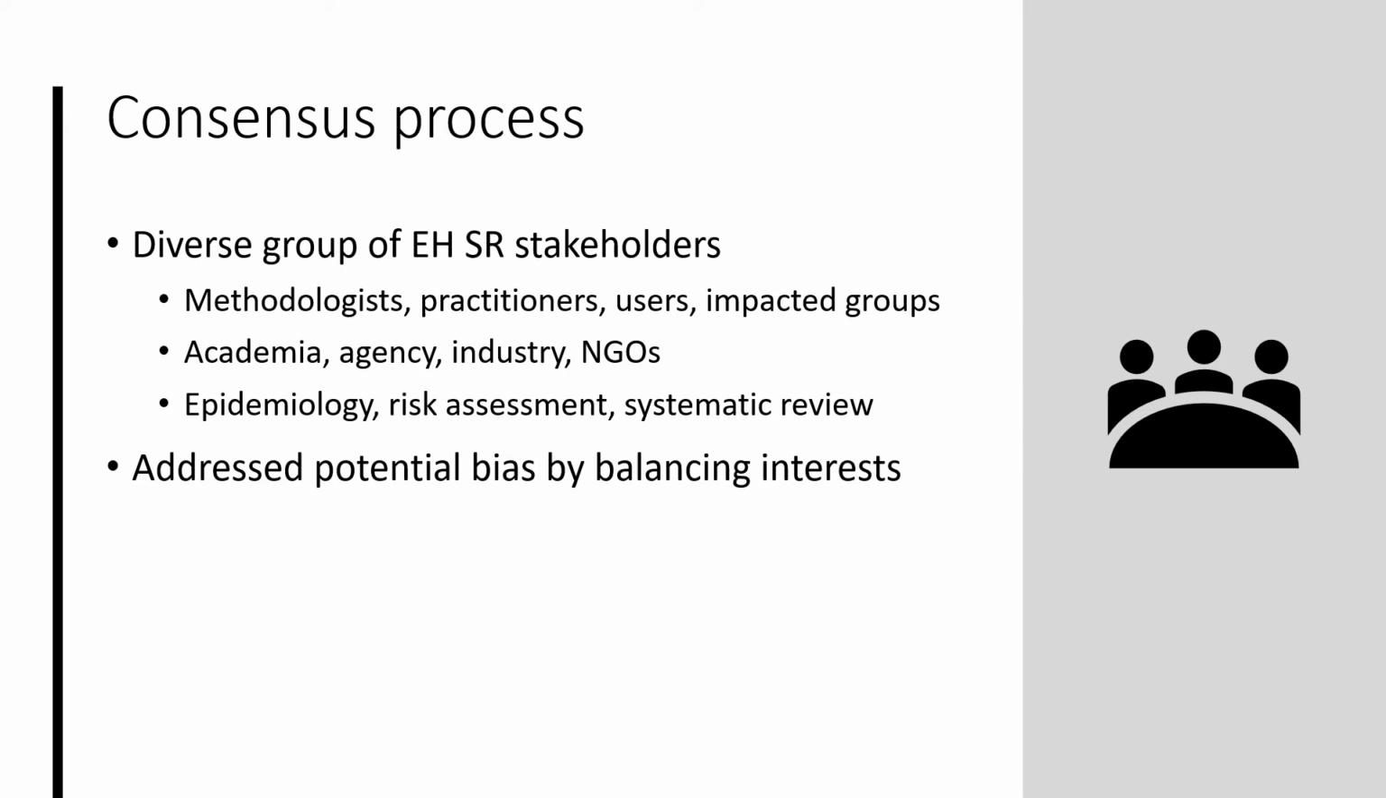Because we needed the views of NGOs and industry and academia to be taken into account in defining what counts as a good systematic review in general, because we wanted it to be acceptable to different groups, and we wanted to be confident that we were setting a standard that different users could potentially meet, we addressed potential bias by balancing interests across the stakeholder group. So we wanted representation of different stakeholder groups. We weren't looking to exclude particular people because of particular interests they might have.